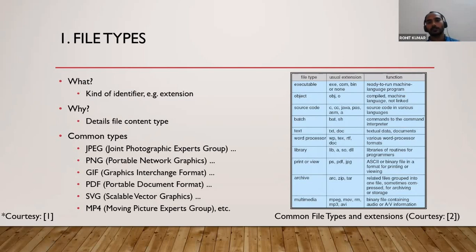In this figure you can see that there are different categories of files, like executable, object file, source code, batch, text, and word processor, meaning word document files. Then there are some system library files like .dll, .lib, etc. And then print files, archive, or multimedia files. All these categories of files have a specific function or objective, and they serve a specific objective with respect to a specific application.